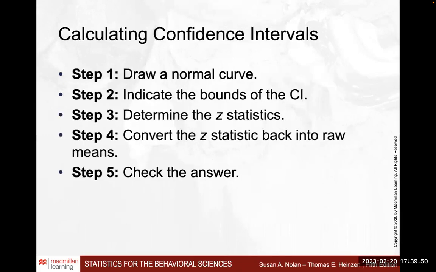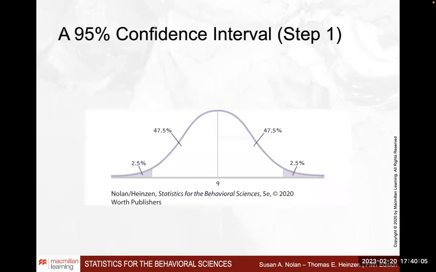So how is that essentially done practically? So you have a normal curve. You need to quantify these bounds of the CI, and you determine and set z statistics, and you convert those z statistics back into raw means. What does that mean? Let's start with the graphical depiction.